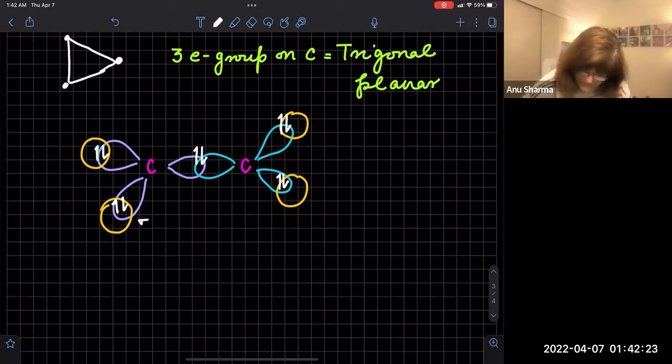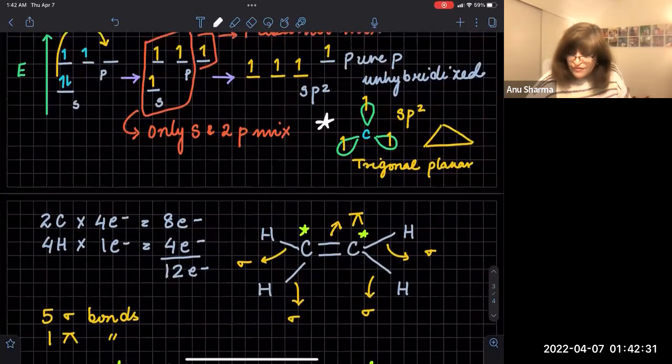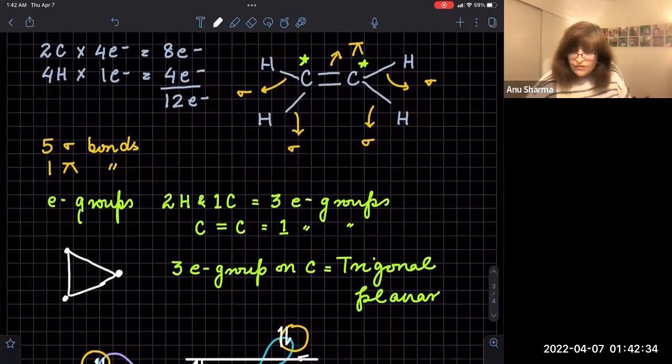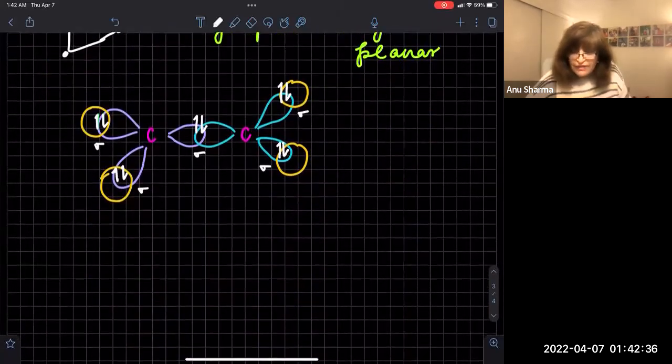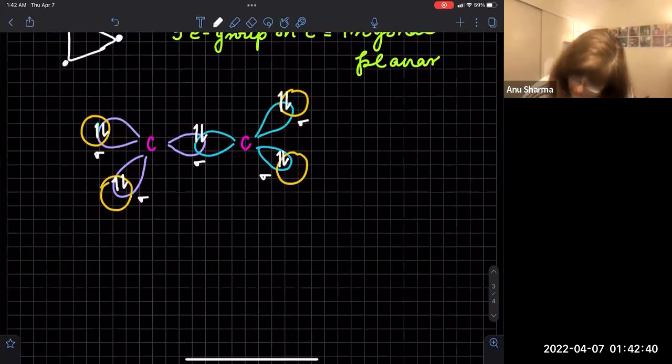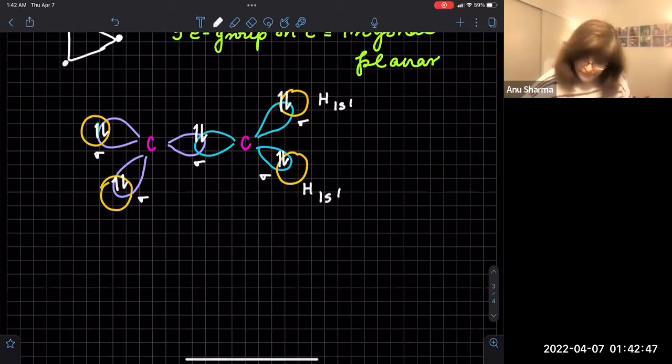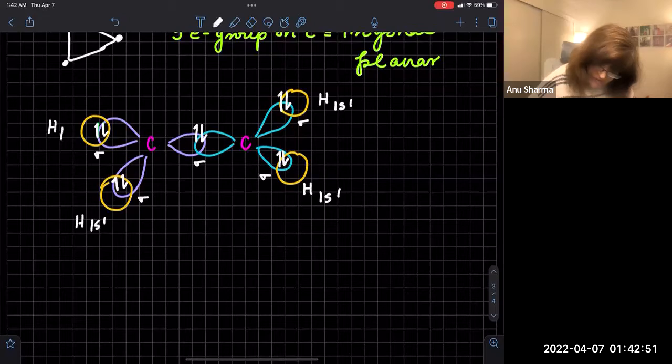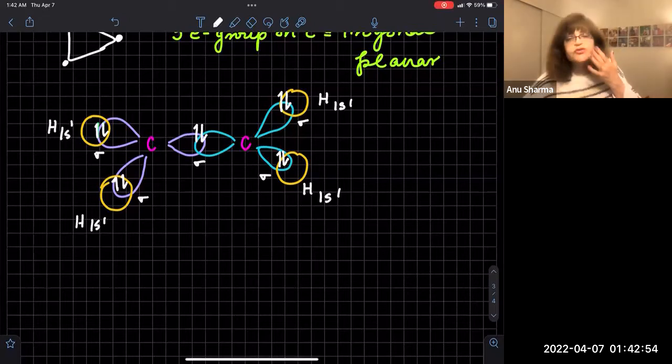And these are the sigma bonds. This is one sigma bond, another, a third, a fourth, and the fifth. So we already counted 5 sigma bonds here. These are our original sigma bonds that we formed by the head-on overlap. This is hydrogen 1s1, hydrogen 1s1, hydrogen 1s1, and this is another hydrogen 1s1. And then those are the 2 carbons.